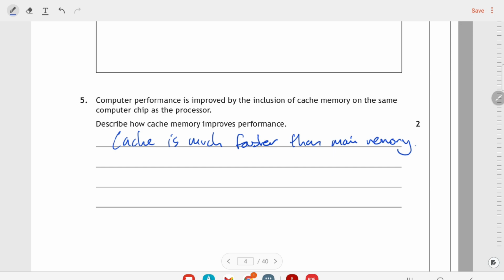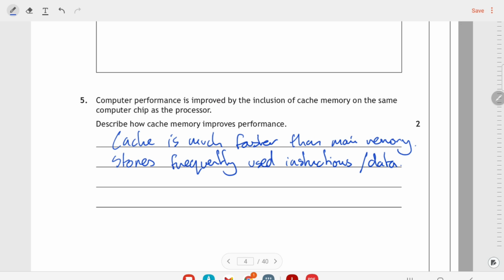I could say what the cache is actually for, that it's used to store frequently accessed data, frequently used instructions. So if I'm accessing that data a lot, it makes sense to put it in the fastest place. You could say that it stores frequently used instructions or data. That would also get me a mark.